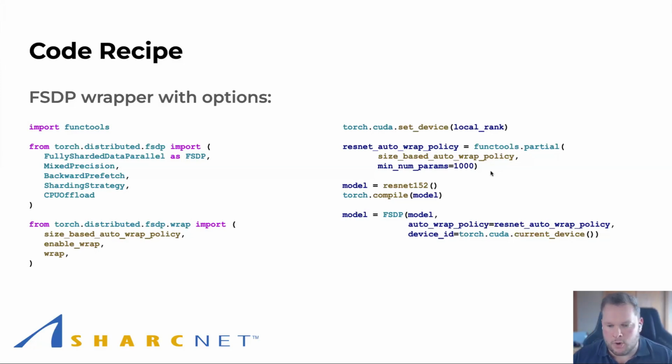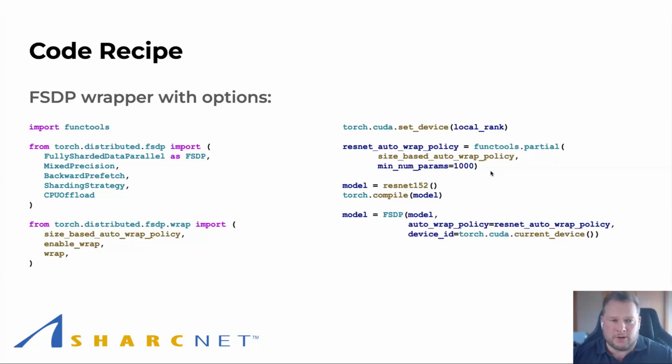If you have it broken up into classes, it will traverse through the various layers and classes that make up your model, and it will look at the number of elements, the number of parameters essentially, that make up that submodule. And in this case, it'll say, okay, the number of parameters in this subunit is greater than 1,000. This is going to be its own FSDP unit or instance.